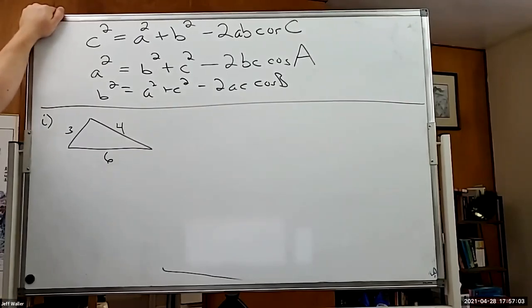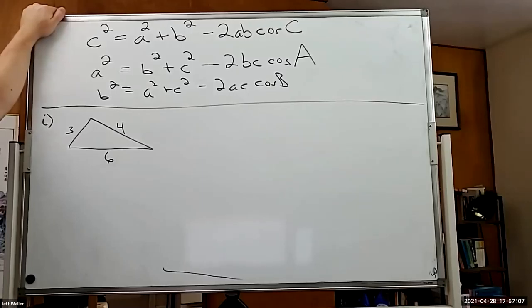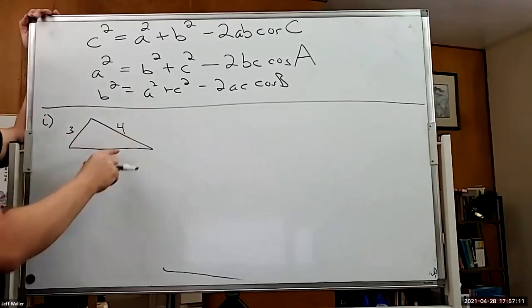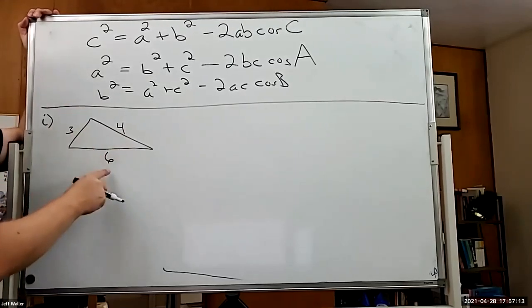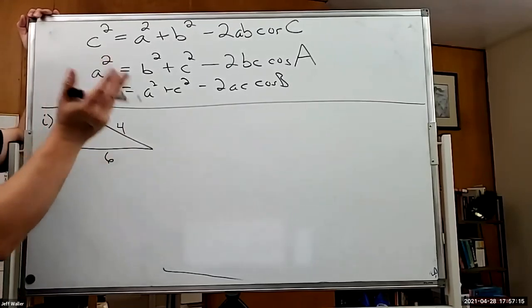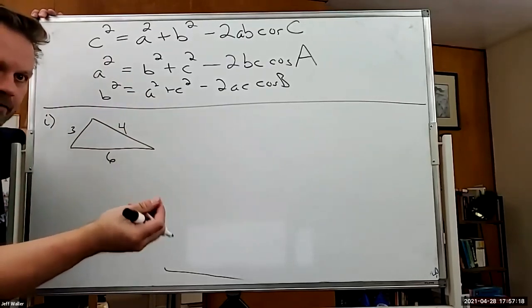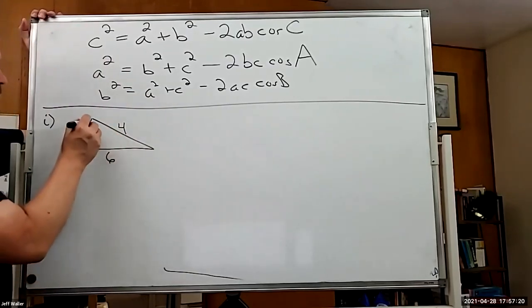3, 4, 6. Is that a right triangle? No, not really. 3 squared plus 4 squared is 25, which is not equal to 6 squared. So it's not a right triangle. So I cannot use trigonometry directly to figure out what the angles are.